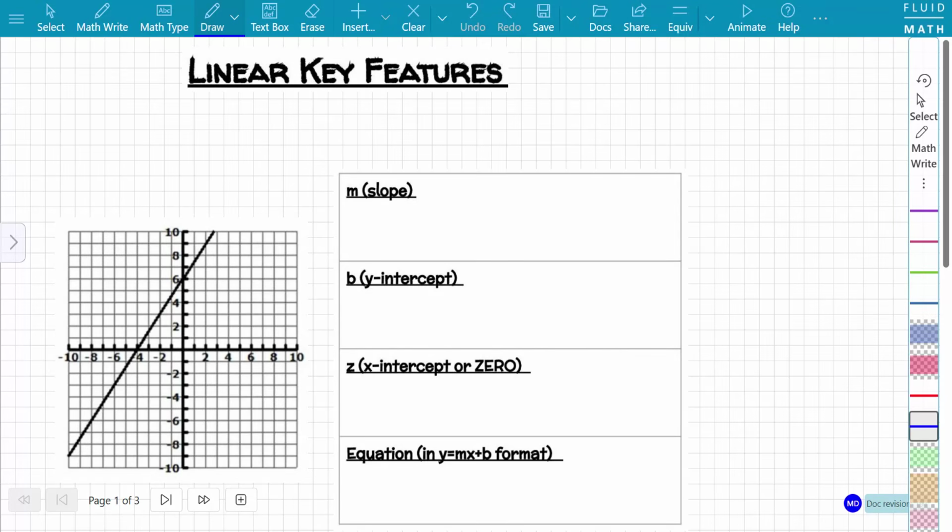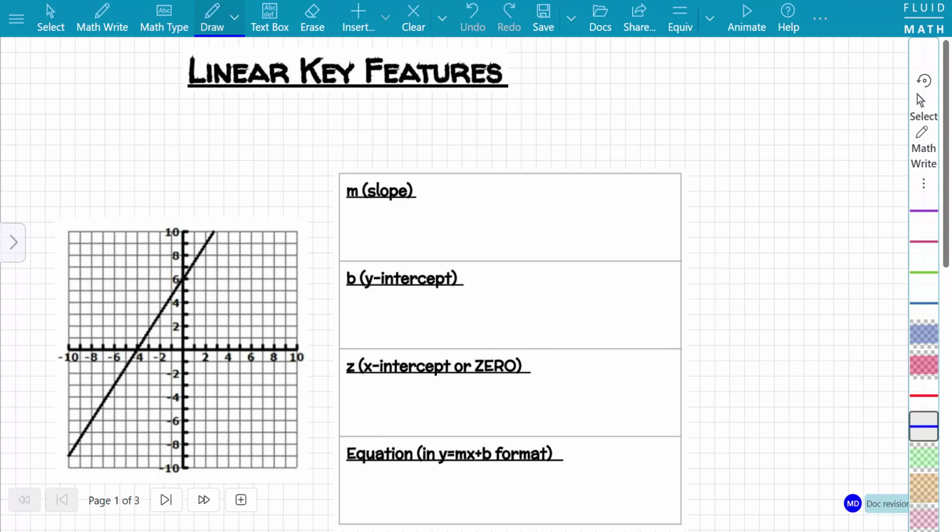All right, today we're going to be covering linear key features. It's really important that we understand this because we are going to be doing transformations, which means we're going to be taking linear functions and moving them around. We have to understand what the key features are so that we understand what making those changes does.